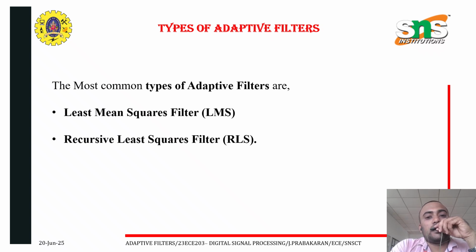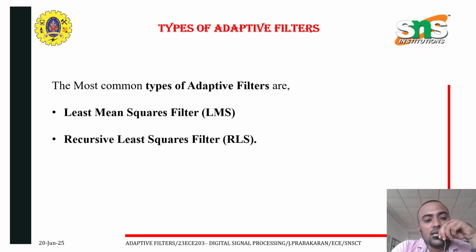LMS algorithms are a class of adaptive filter used to mimic a desired filter by finding the filter coefficients that relate to producing the least mean square of the error signal. The error signal is the difference between the desired signal and the output signal.